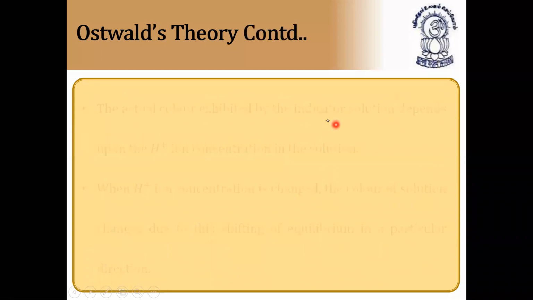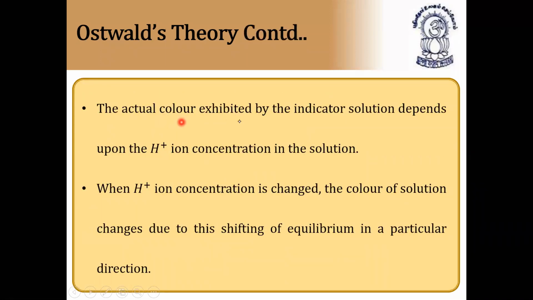Continuation now. The actual color exhibited by the indicator solution depends upon the H plus ion concentration in the solution. When the H plus ion concentration is changed, the color of the solution changes due to the shifting of equilibrium in a particular direction.